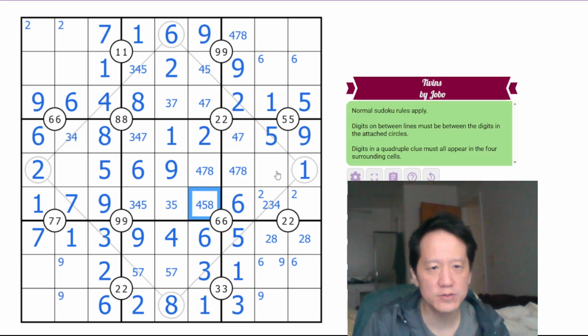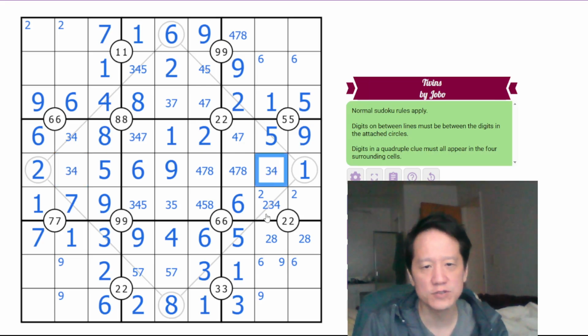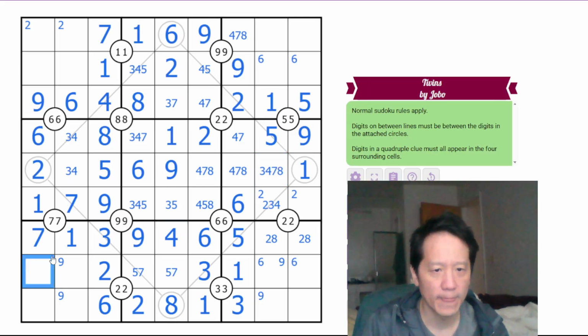How about the remaining digits in row 5? They have to be 3, 4, 7, and 8. But this is only 3 or 4 here. 3, 4, 7, 8 works for all of these, unfortunately. This can't be a 2. Therefore, this must be a 2 here.